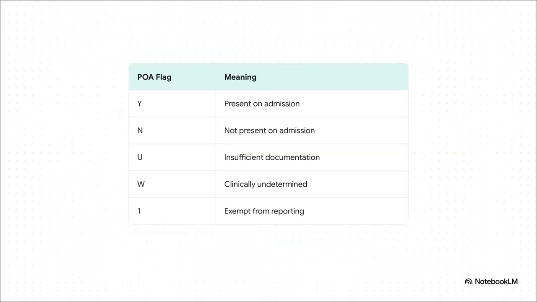And right alongside that diagnosis, coders have to assign a present-on admission, or POA, indicator. A Y means the condition was already there the exact moment the patient was admitted. An N means, no, it wasn't present, it actually developed during the hospital stay. You also have U for insufficient documentation, or W if it's clinically undetermined. But let me tell you, this tiny little letter carries enormous financial weight.